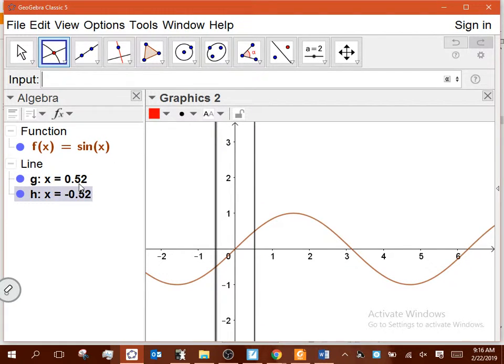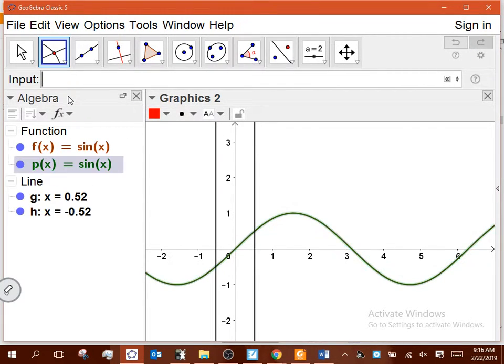So that is sine of x, which gives me that curve. If I were to ask the sine of 0.52, it's going to give me that number right there, right? That y value. If I ask for the sine of negative 0.52, it's going to give me that y value right there. Does that make sense to everybody?